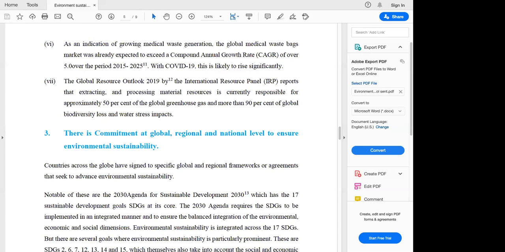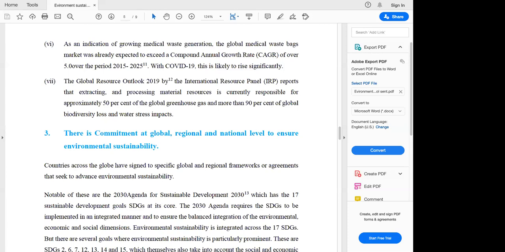And we know also that we are consuming a lot of resources, and you can see from there that there are projections that the resources will double by 2030, and that will have a lot of implications for greenhouse gas emissions, global biodiversity loss, and water stress. And that is why there is commitment at the global, regional, and national level to ensure environmental sustainability. Countries across the globe have signed to specific global and regional frameworks or agreements that seek to advance environmental sustainability.